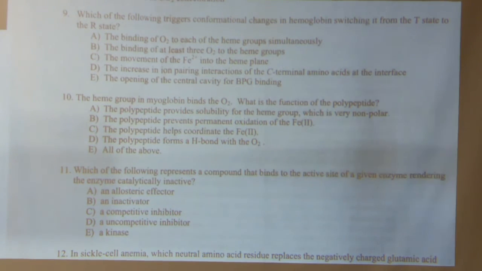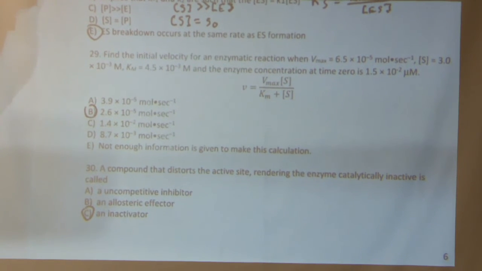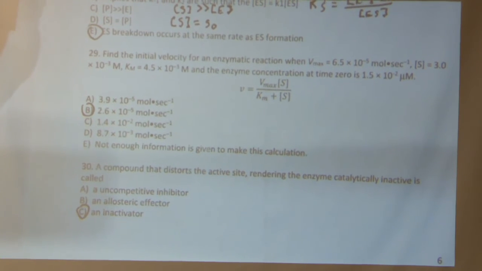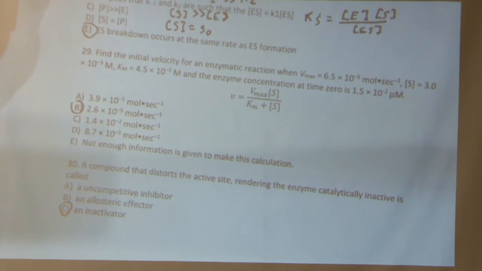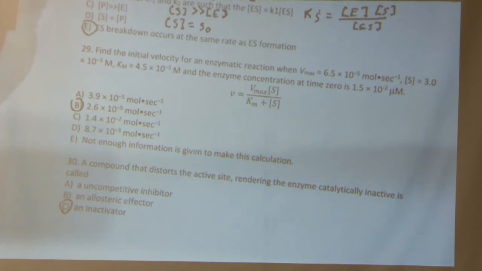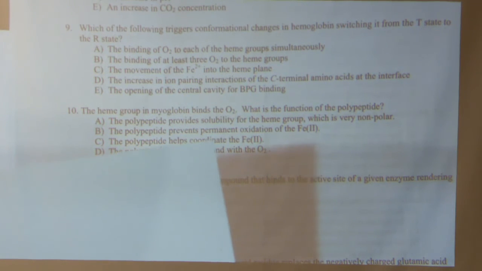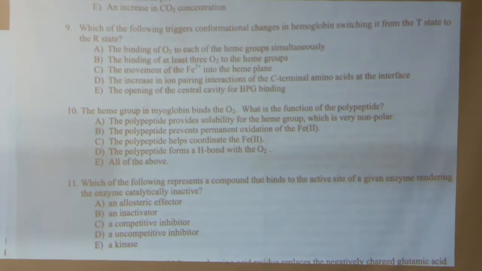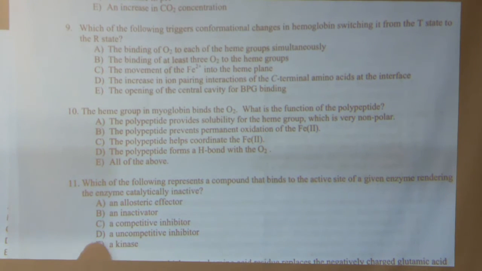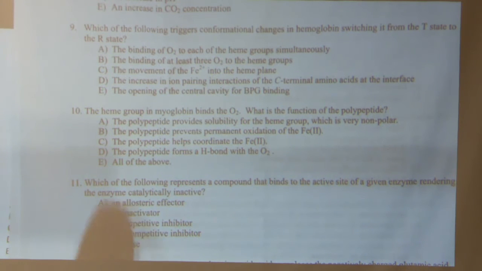Okay, let's look at the question on the test. So 11, which of the following represents a compound that binds to the active site? Is that what we're saying? Yeah, right? So which one binds? Competitive inhibitor. So this one, distorting the active site, is a little different. So that would be uncompetitive. It's weird because I have competitive inhibitor. For that question, for 30 or for 11? She has both competitive and inactivator.